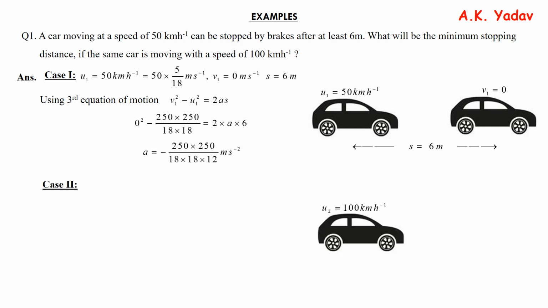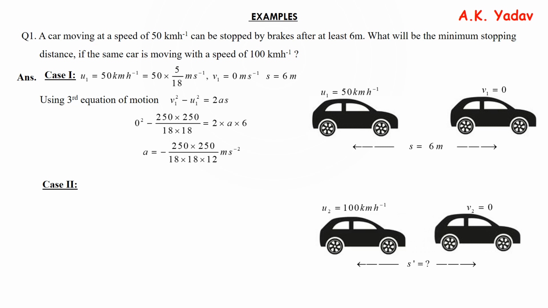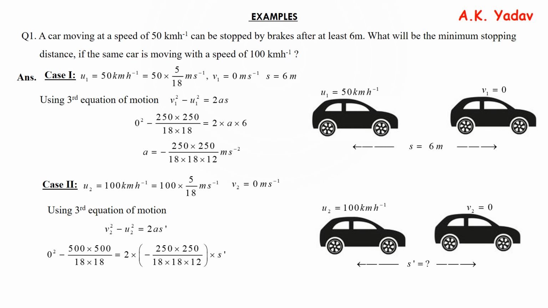Now case 2, the car is moving with 100 km per hour. It comes to rest. Now we need to find the distance. Here the acceleration remains the same. So u is 100, we convert into meter per second. v2 is 0. Now again use the third equation of motion. So v2 square minus u2 square is equal to 2as dash, because that is what we need to find. Now let us put the values of v2, u2 and a. On solving, we get s dash is equal to 24 meters.